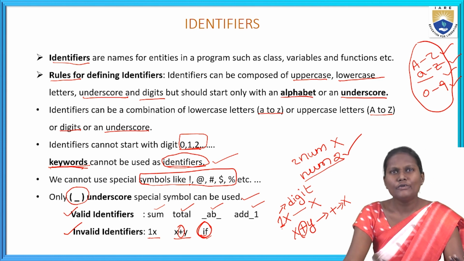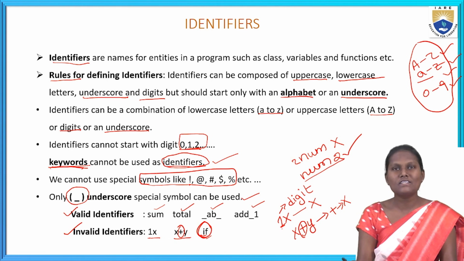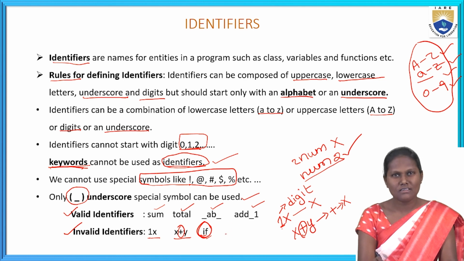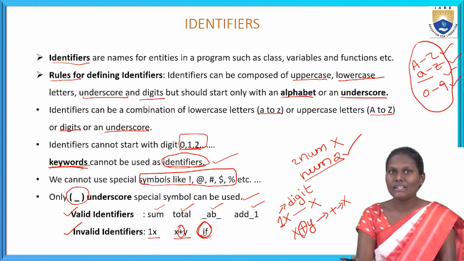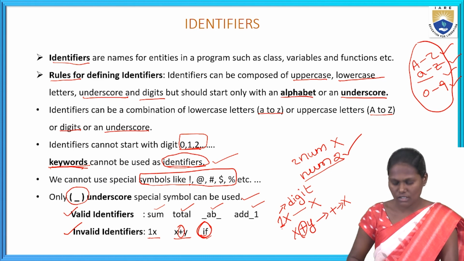Why? Because if you don't see any errors in your program, you are also feeling very happy, no? That's why I'm saying this. These small mistakes will get the error also. Okay. These are the points I have to remember while writing the program for identifiers. Okay?